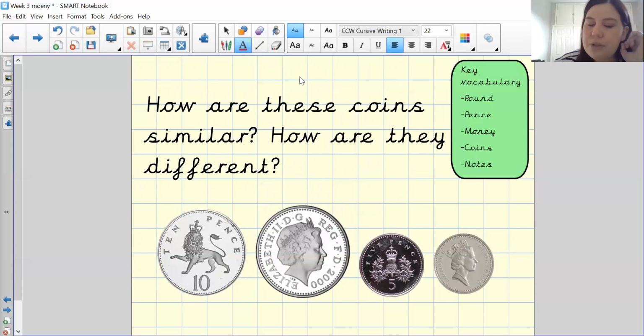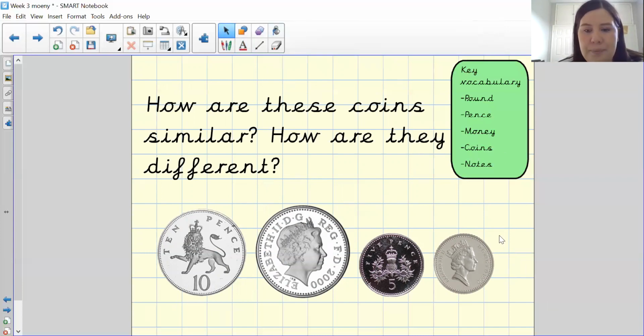After you've done this, I want you to describe the similarities and the differences between a 10p coin and a 5p coin, please. And write your explanation underneath.